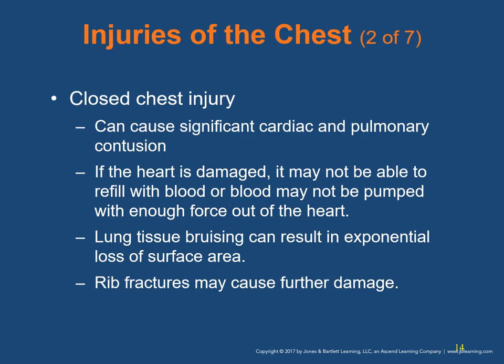This results in cardiogenic shock. Lung tissue bruising can result in exponential loss of surface area, which leads to decreased oxygen and carbon dioxide exchange and can cause hypoxic and hypercarbic states. Rib fractures can lacerate lung tissues and cause further vessel damage with each chest wall movement. This can rapidly lead to hypovolemic shock.